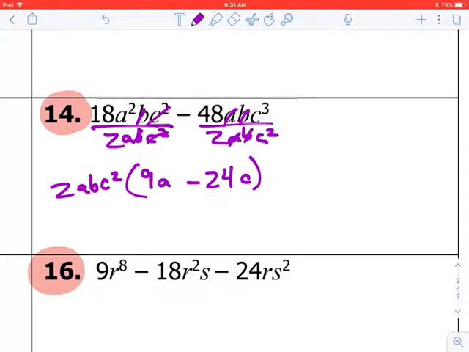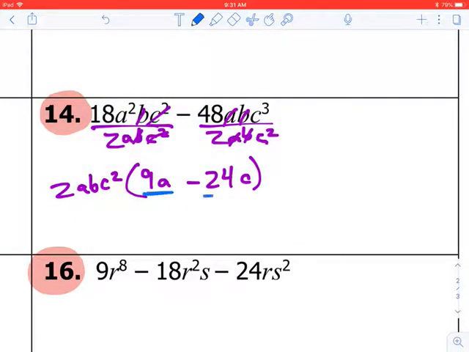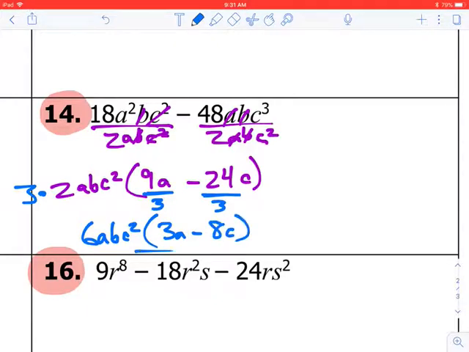And so normally I'd be done, but I didn't take the GCF, the greatest common factor. So I'd double check and say, okay, 9 and 24 both can divide by 3. So I take the 3 out with the 2. So 3 times 2 is now 6ABC squared, and then just divide the numbers. So 9 divided by 3 is 3A. 24 divided by 3 is 8C, and that's it. Okay.